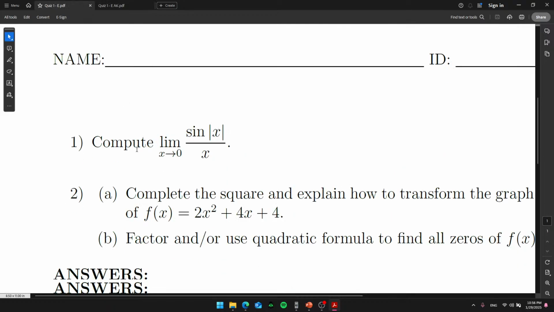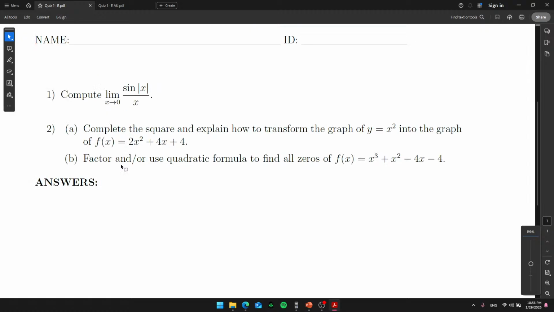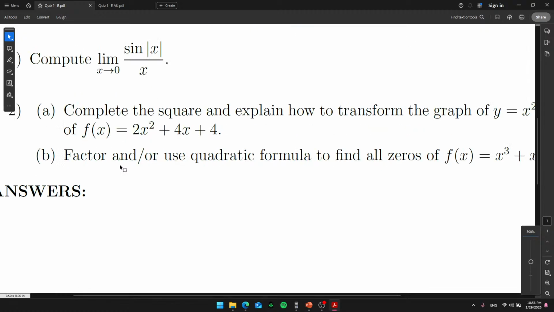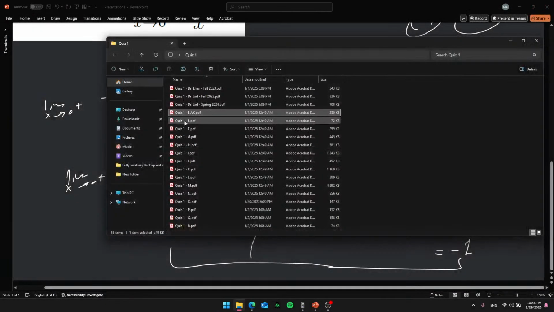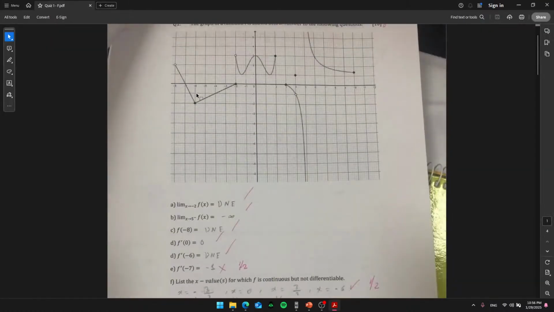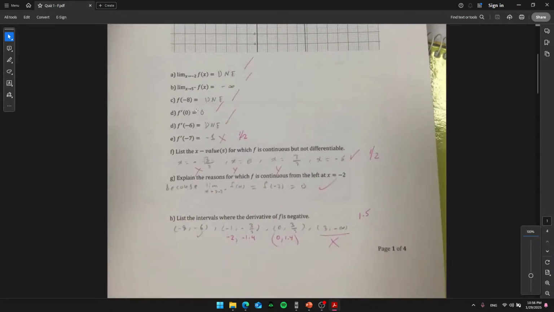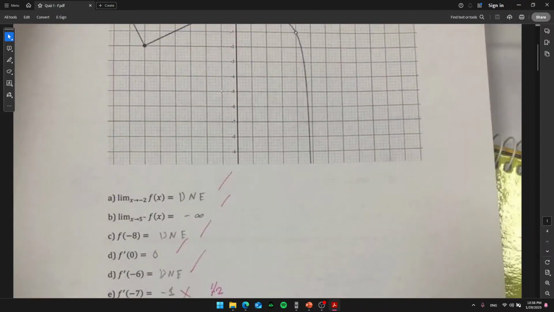So it's just easy. Complete the square and explain how to transform the graph, skip. Factor, skip. Okay, skip. Move to quiz 1F. Let's just take a brief look at it.